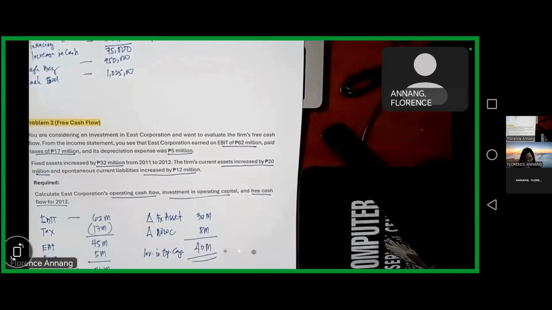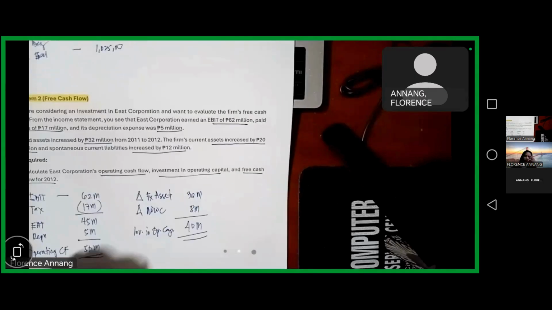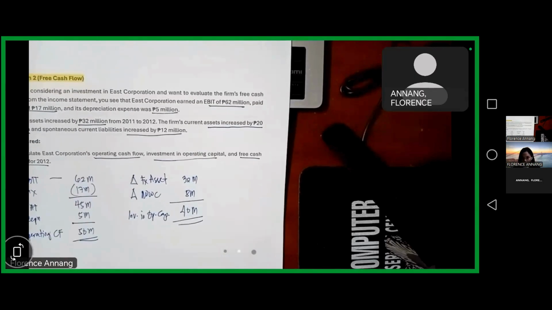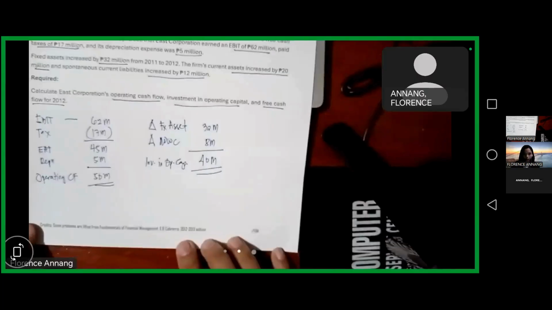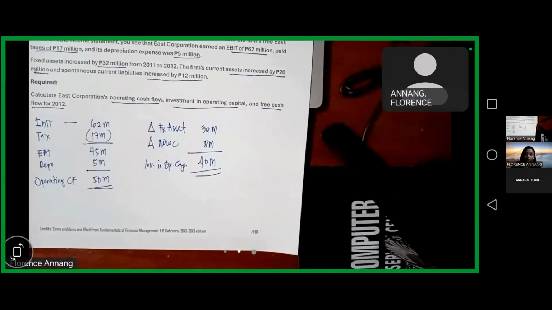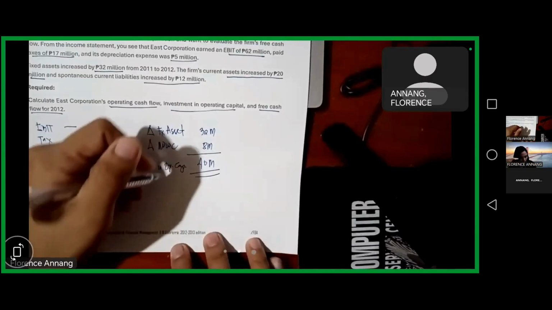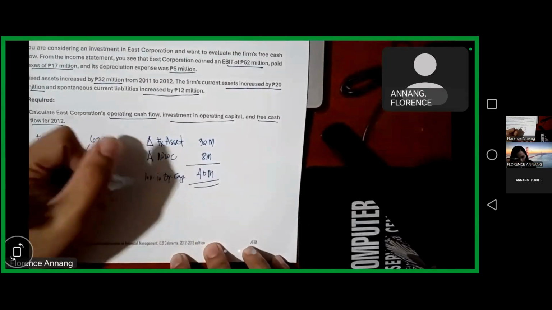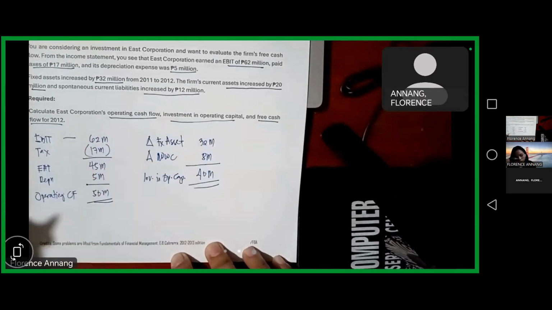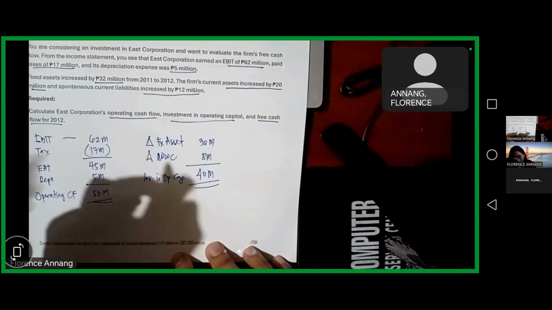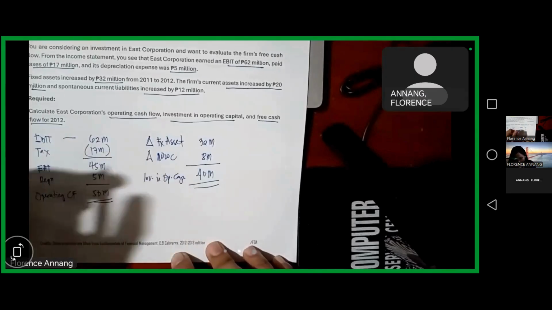And next is our free cash flow. So, our formula for free cash flow, as we have already shown last meeting, is your operating cash flow less your investment in operating capital. Na-compute na natin yung ating operating cash flow and investment in operating capital.